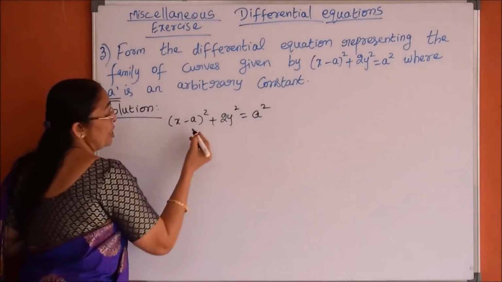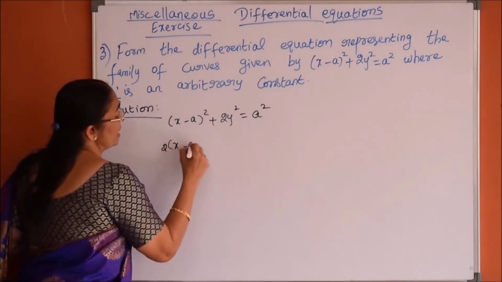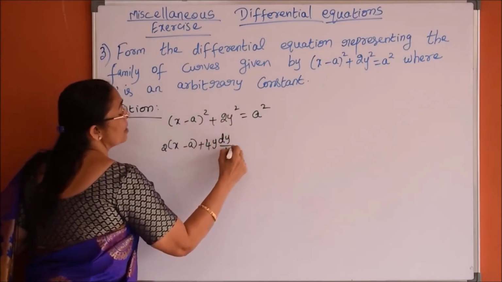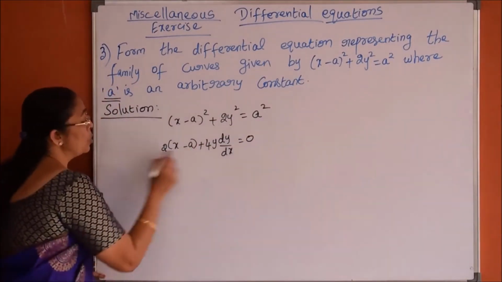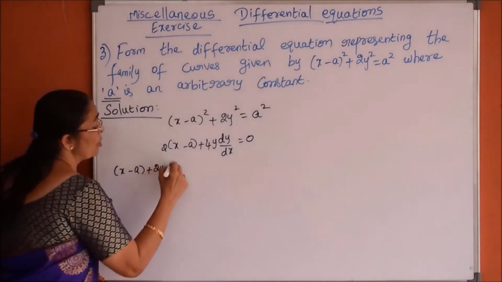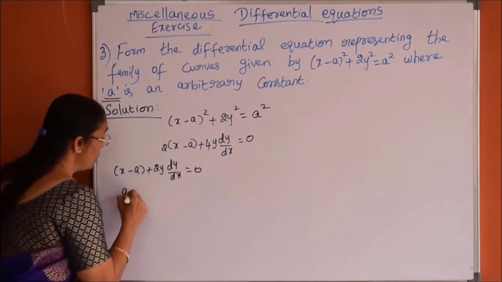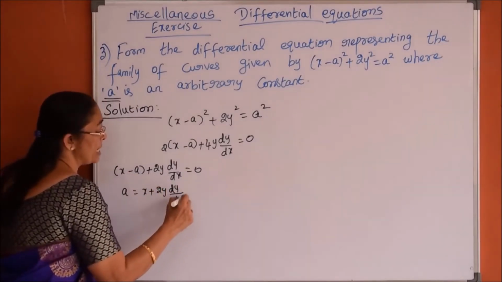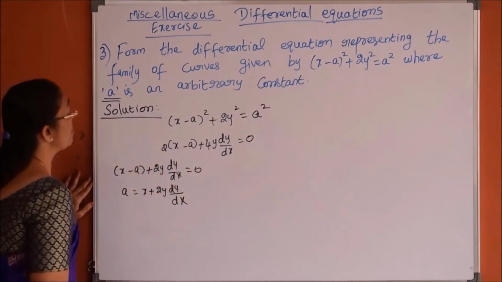Now, differentiating both the sides with respect to x, we will get 2 times (x minus a) plus 4y into dy by dx is equal to 0, since the differentiation of a square is 0. Dividing by 2, we get (x minus a) plus 2y dy by dx is equal to 0. Taking a to the right hand side, a is equal to x plus 2y dy by dx.